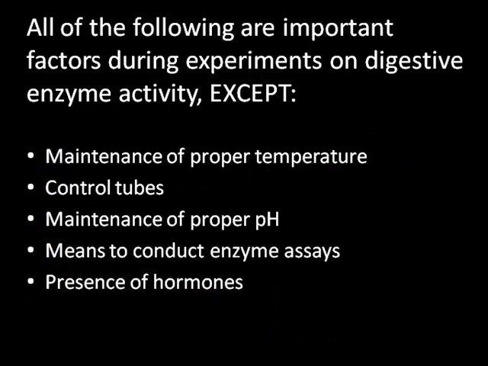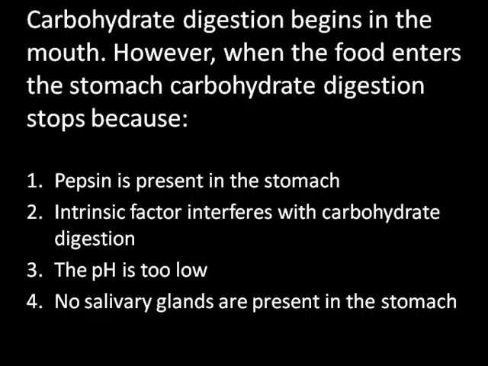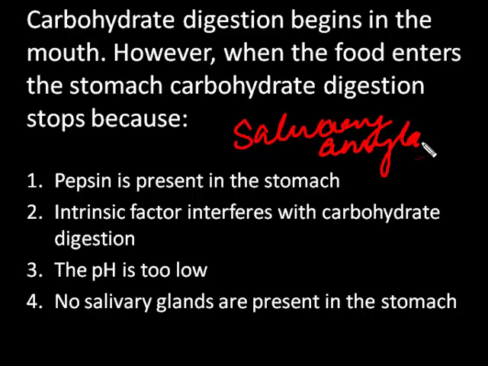Now let's look at the next one, which talks about carbohydrate digestion. And it says that it begins in the mouth because of the presence, obviously, of salivary amylase. So from the salivary glands, you have salivary amylase, which is produced, and that acts on carbohydrates. However, when the food enters the stomach, this carbohydrate digestion stops. And the reason is, let's look at the choices.